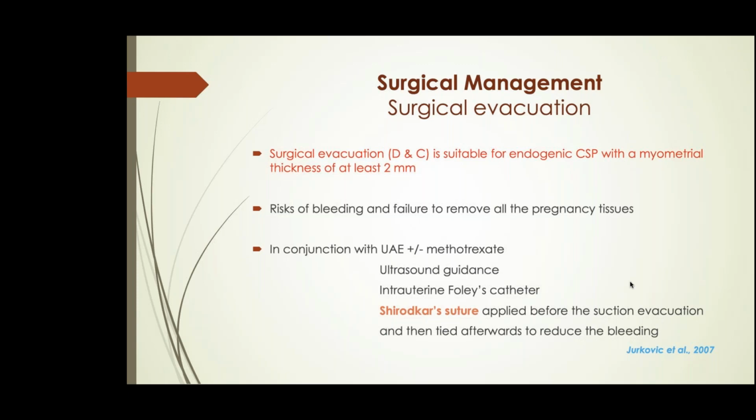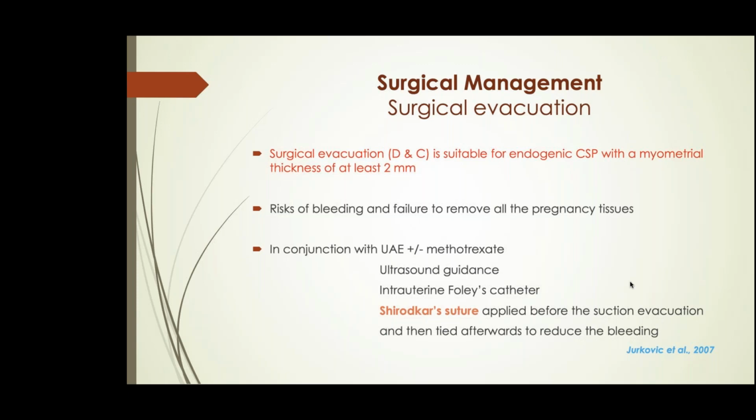To do it using ultrasound guidance, you can stop or minimize the bleeding that can happen after the evacuation. You can use either an intrauterine Foley catheter or a Shirodkar suture.